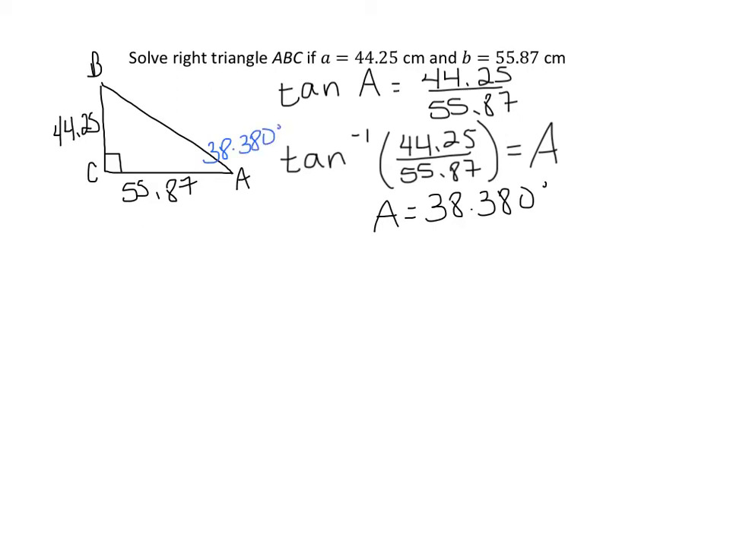To find angle B, it's okay with me if you use the angle sum theorem. So 180 minus 90 minus 38.380. That gives me that angle B is equal to 51.62 degrees.